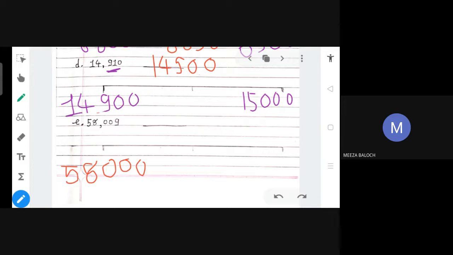5900. The after number of this is 58,009. So you tell me the after numbers of that. 58,010. Then 58,011. Ma'am, I have written it. 58,011. So you will get it, yes.